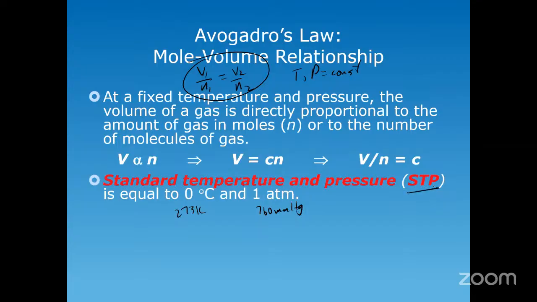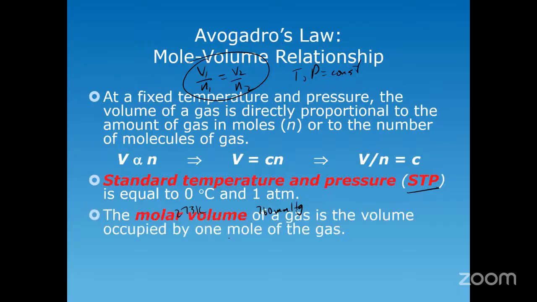So if I were to tell you that a gas has a certain, let's say, mass at STP, then you should immediately understand and remember that we're talking about standard temperature and standard pressure, right? Temperature being 273 Kelvin, and standard pressure is 1 atmosphere or 760 millimeters mercury.